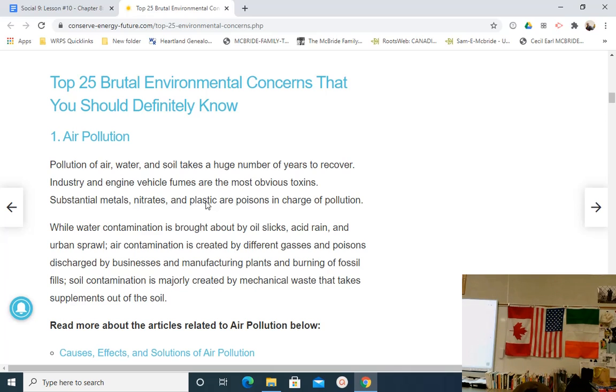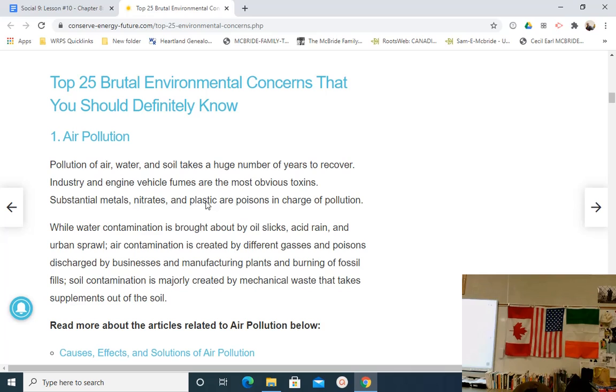I remember in 2008 when we went to Beijing, the sky was this orange color, and you couldn't really see much into the horizon. And many of the locals said, well, this is because of sand coming off the desert. But in reality, it was air pollution. They didn't want to own up to it because it's an embarrassing externality of our economic activities. It's an embarrassing consequence of what we're up to. So pollution of air, water, and soil takes a huge number of years to recover.